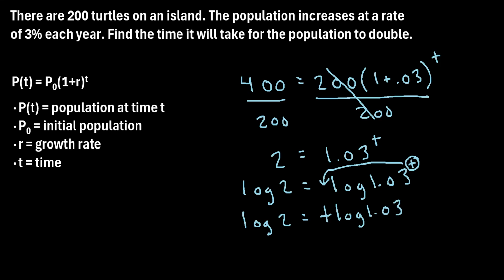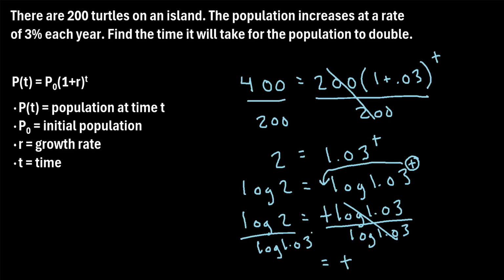So we didn't change anything. The log of 1.03 to the power of t will give you the exact same answer as t times log of 1.03. So to solve for t, or to get t by itself, we can just divide both sides by the log of 1.03. So we'll divide both sides. So the logs over here will cancel out, and we're left with t is equal to the log of 2 divided by the log of 1.03.